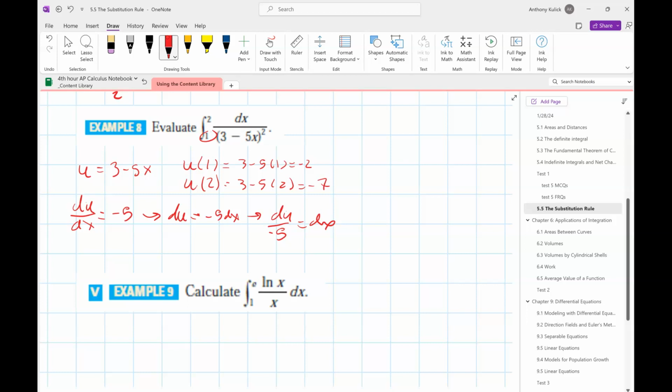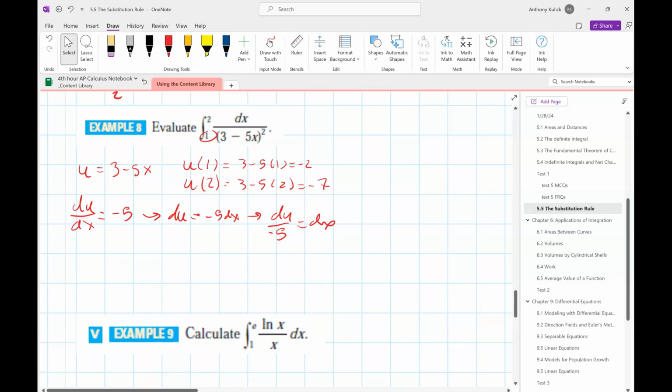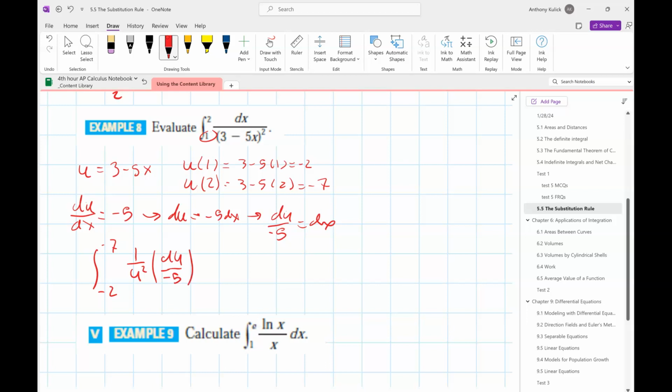I feel okay? So we're going to be integrating from -2 to -7, 1 over u squared times du over -5. What do you notice that's weird about the bounds for my integral here? The top one is the smaller one. Yeah, Pierce nailed it. How can I switch that to make it look more standard?